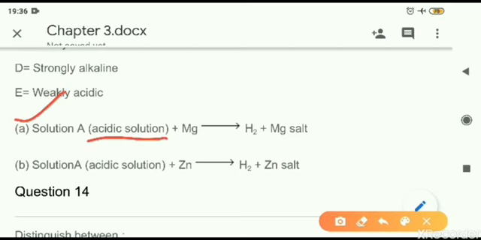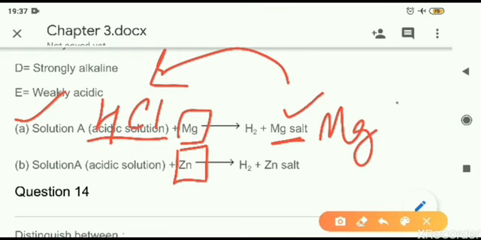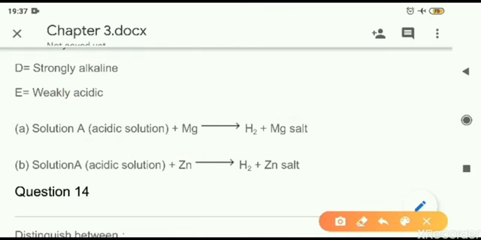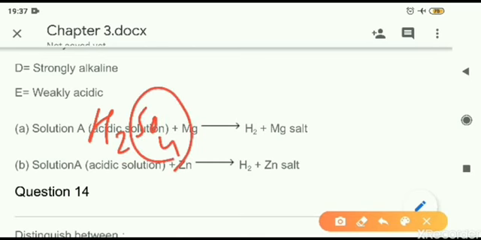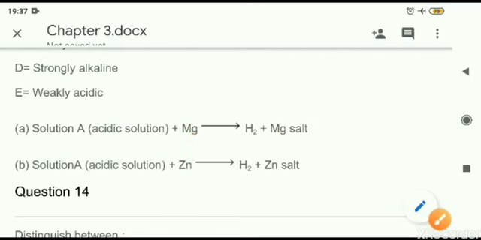Whenever any acid reacts with any active metal, magnesium or zinc, it will release hydrogen gas and we will get a salt. That salt will depend upon the acid. For example, if the acid is HCl, which salt will come? The acid contains chloride, so it will be magnesium chloride. If we are taking H2SO4, the acid has sulfate, so the salt will also have sulfate. Then in that case magnesium sulfate will form.